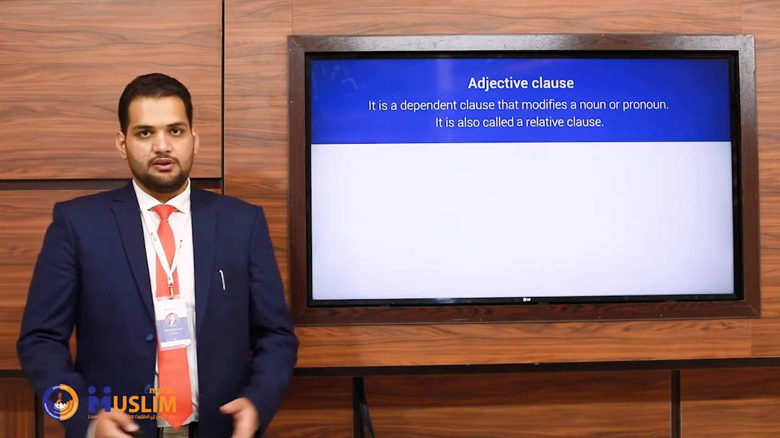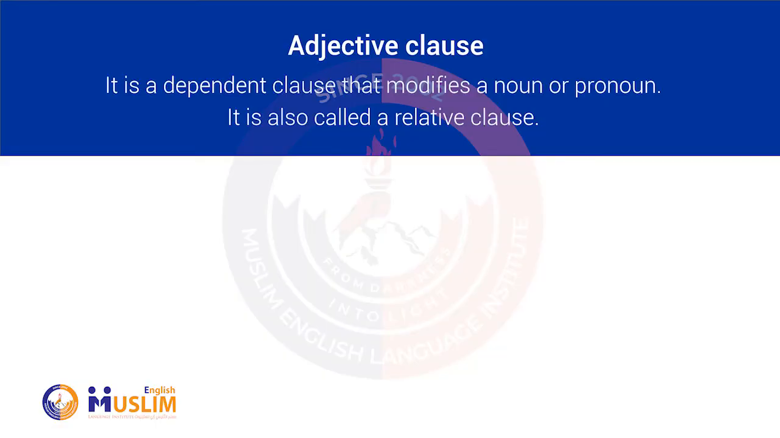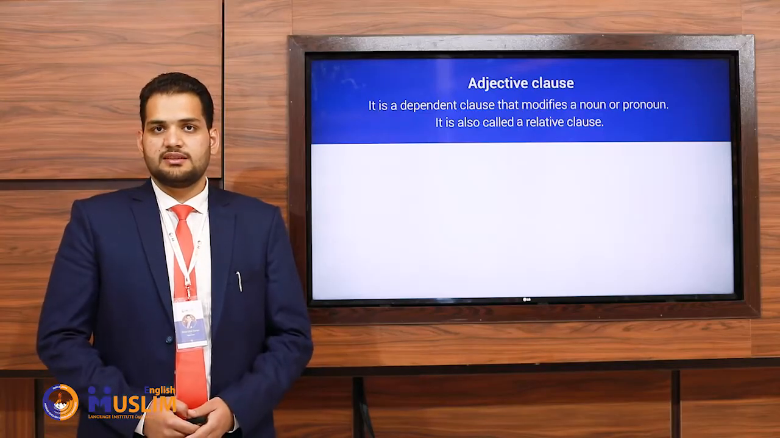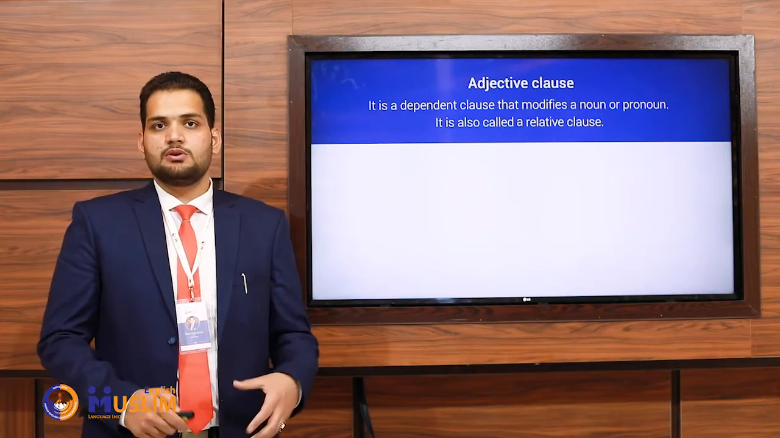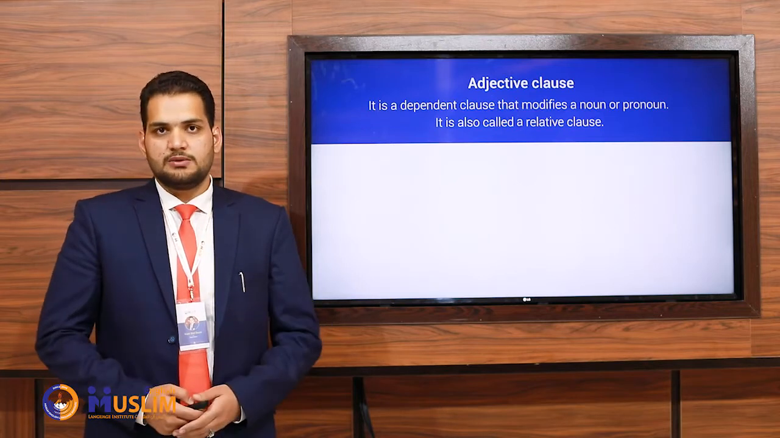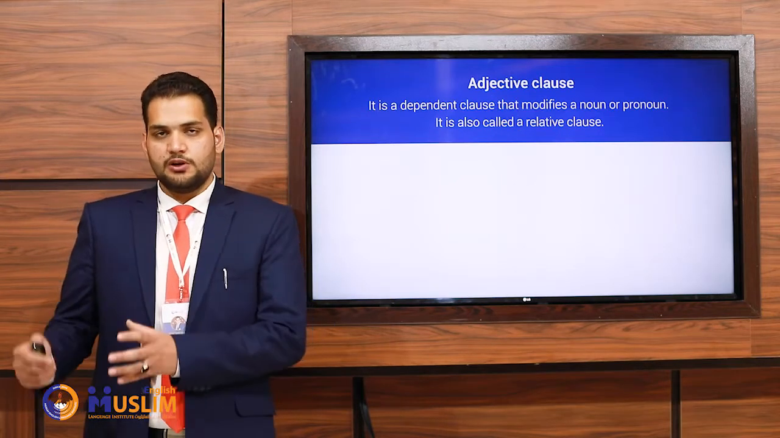What is an adjective clause? It is a dependent clause that modifies a noun or pronoun. It is also called a relative clause. In other words, we can use an adjective clause to talk about or to give more information about a noun or pronoun.